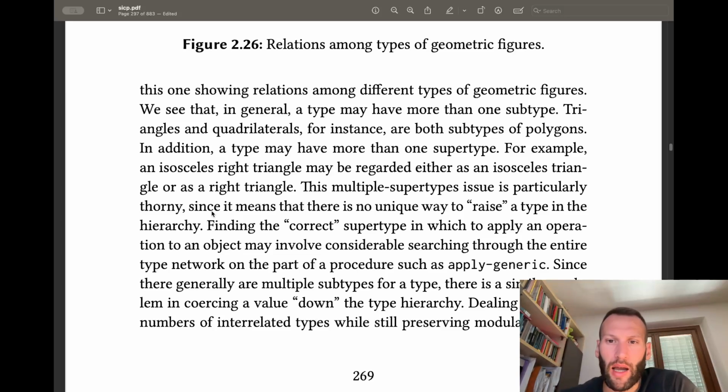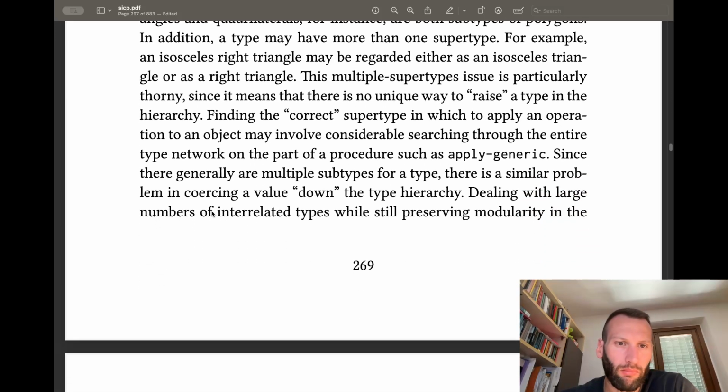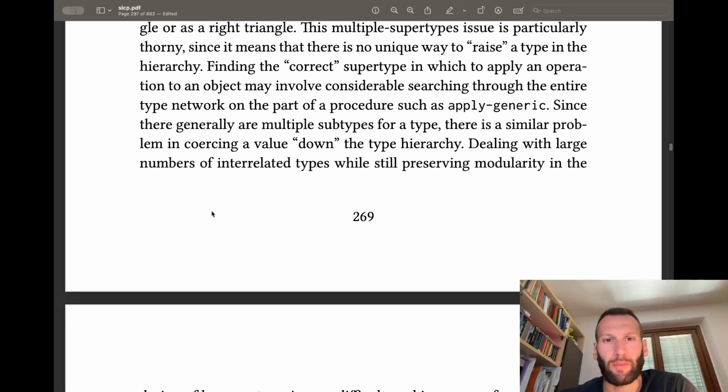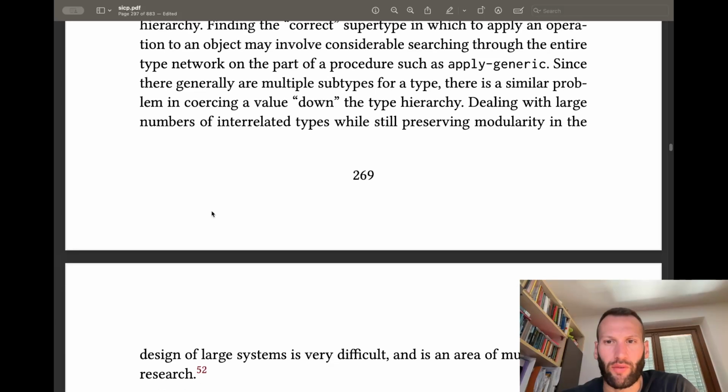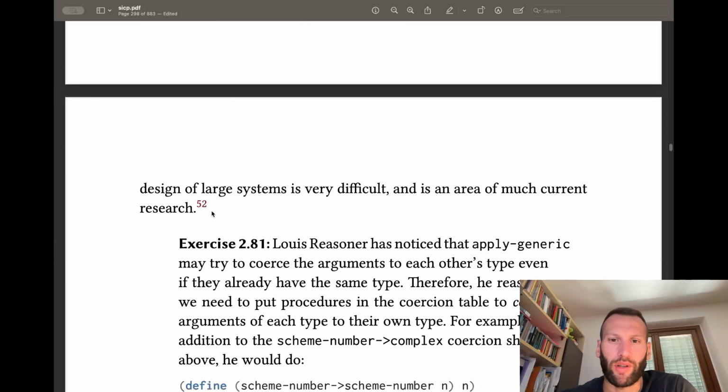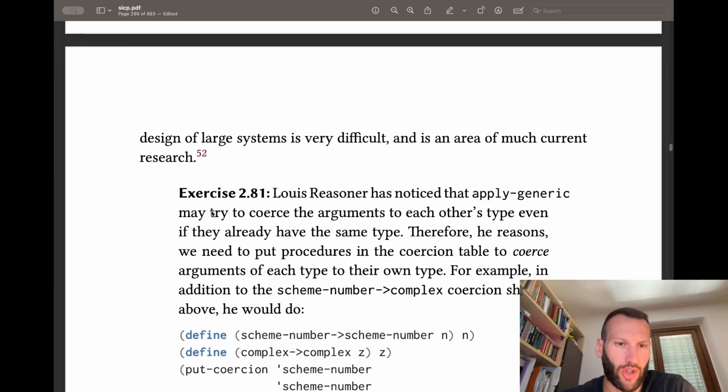This multiple supertypes issue is particularly thorny, since it means that there is no unique way to raise a type in the hierarchy. Finding the correct supertype in which to apply an operation to an object may involve considerable searching through the entire type network on the part of a procedure such as apply generic. Since there generally are multiple subtypes for a type, there is a similar problem in coercing values down the type hierarchy. Dealing with large numbers of interrelated types while still preserving modularity in the design of large systems is very difficult and is an area of much current research.